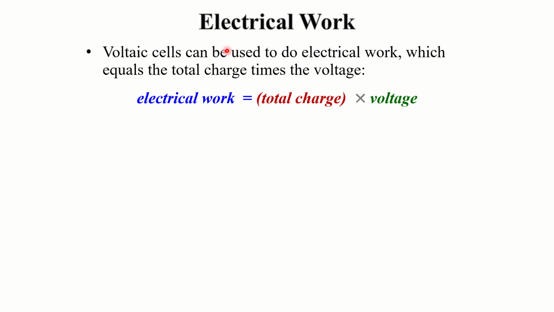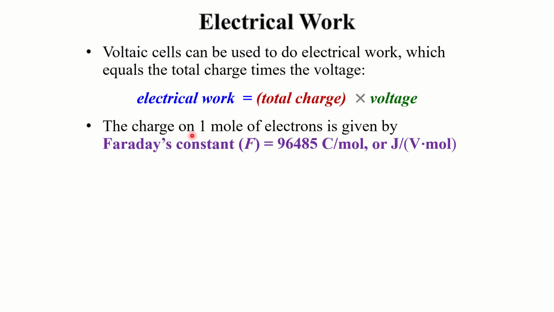Voltaic cells, because they produce electricity, can be used to do electrical work, which equals the total charge times the voltage. So electrical work, again, is equal to total charge times the voltage of that cell. The charge on 1 mole of electrons is given by a constant referred to as Faraday's constant, and this is 96,485 coulombs per mole. The capital C there is coulombs, a unit of charge. This is how much charge 1 mole of electrons has.